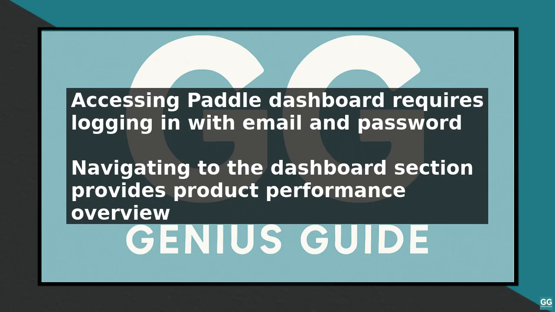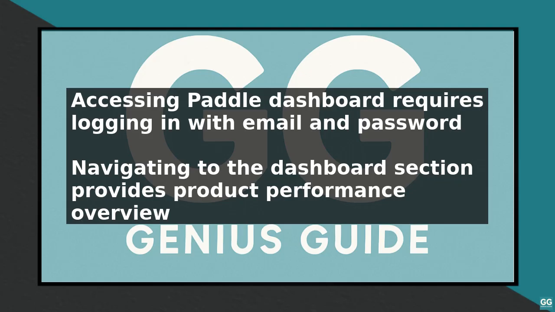To do this, log into your Paddle account using your email and password. Once logged in, navigate to the dashboard section, which provides an overview of your product's performance. The dashboard is divided into several sections, including sales, revenue, and customer metrics.